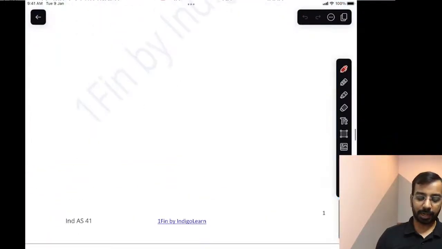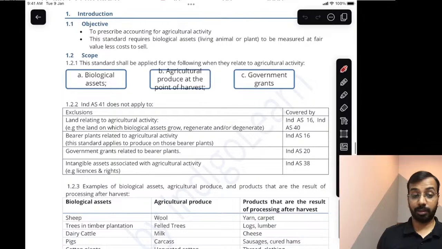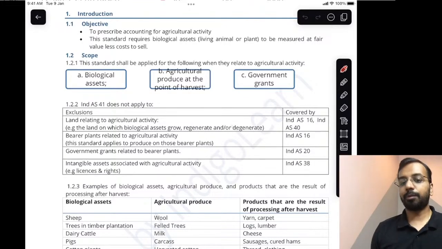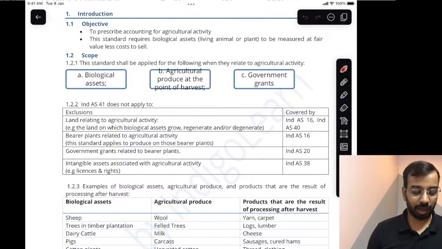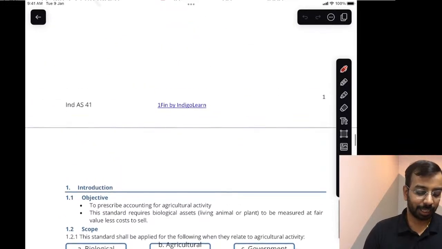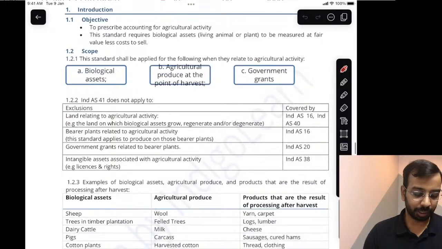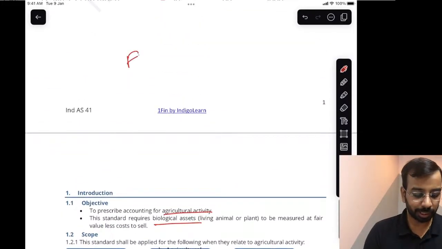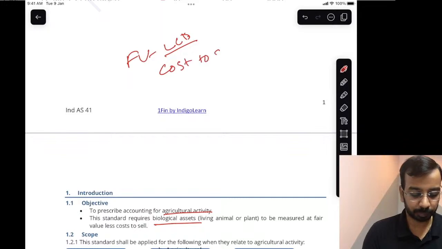Again, a very small standard, but one thing that surprised me is I don't know how many companies in India would be applying Ind AS 41, but time and again questions have been tested. Value the calf and pigs and goats and whatever it is. But yes, this is Ind AS 41 on agriculture, where we will see how we account for agricultural activity and biological asset. One simple concept that you have to keep in mind and not forget is that it is based on fair value less cost to sell, or cost to dispose.